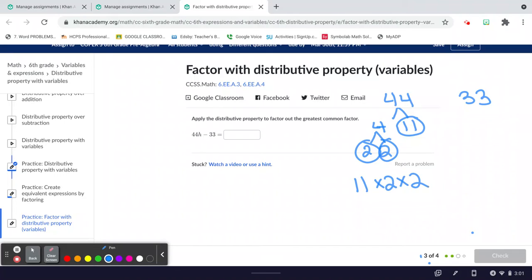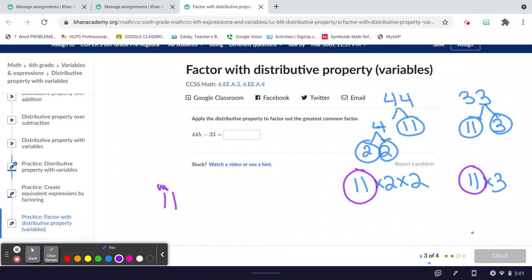Okay, let's check out my 33. In order to get 33, I can do 11 times 3. 11 is prime and 3 is prime. So 11 times 3. The only number that they both have is my 11. That's the only number that they both have. So 11 is my greatest common factor. I take 11 and I write it.